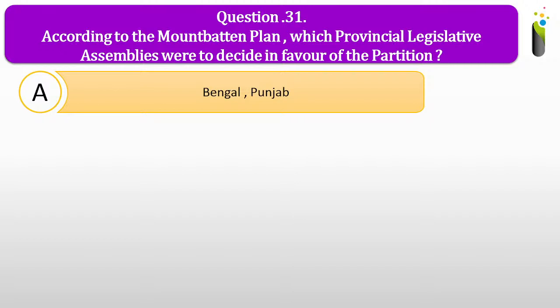So according to the Mountbatten Plan, Bengal and Punjab were the provincial legislative assemblies which were to decide in favor of the partition.